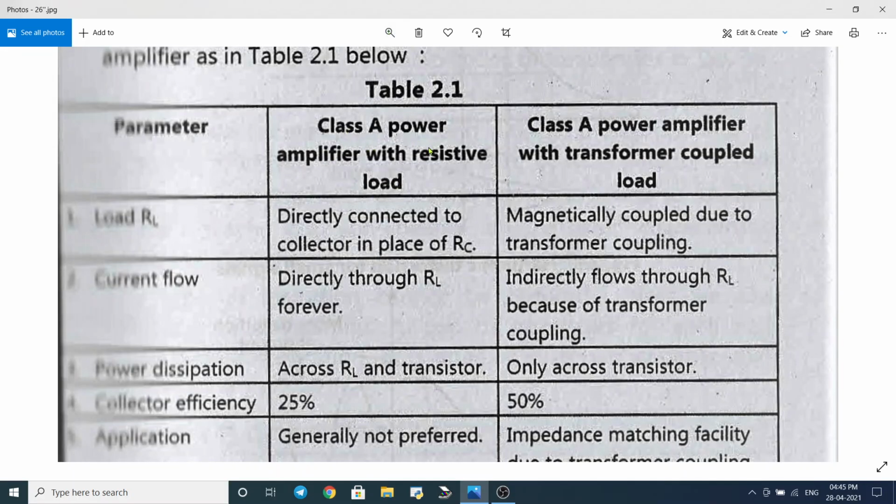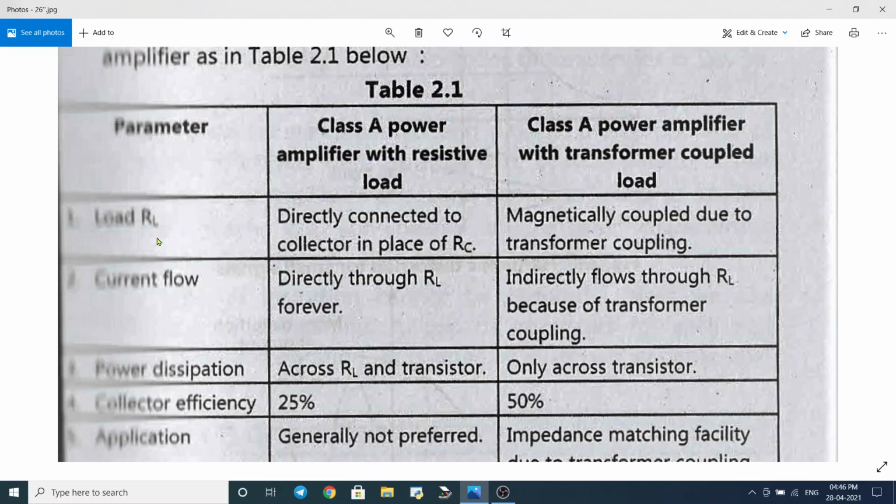In the last lecture, we have seen Class A power amplifier with resistive load and the Class A power amplifier with transformer coupled load. So we can compare the two types of Class A power amplifier circuits. These are the parameters with which we can compare the two power amplifier circuits.